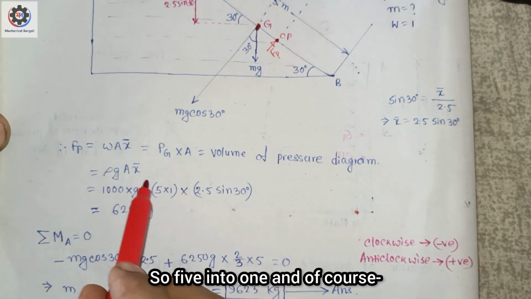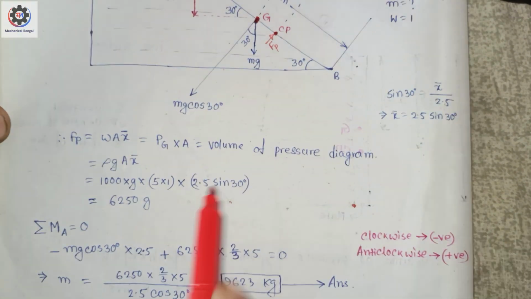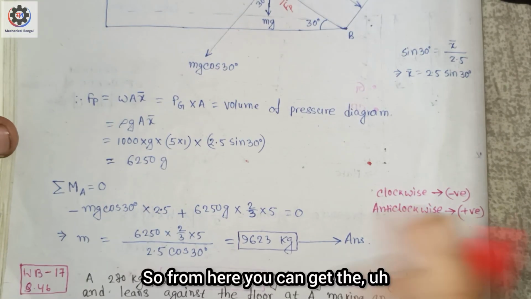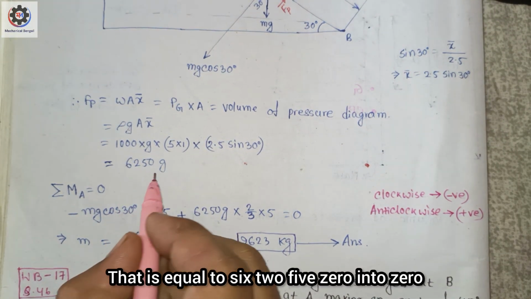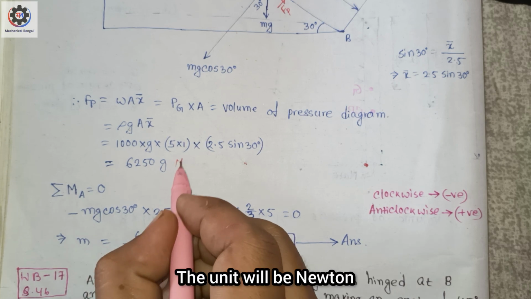So 5 into 1. And what is this height? Here to here, what is this height? That is 2.5 sin 30 degree. So from here you can get the pressure force that is equal to 6250 into g, the gravitational acceleration, and the unit will be Newton.